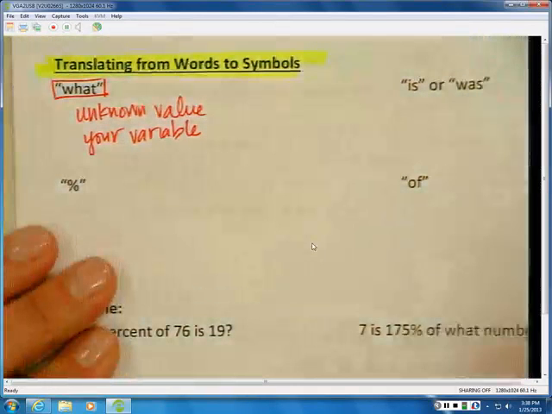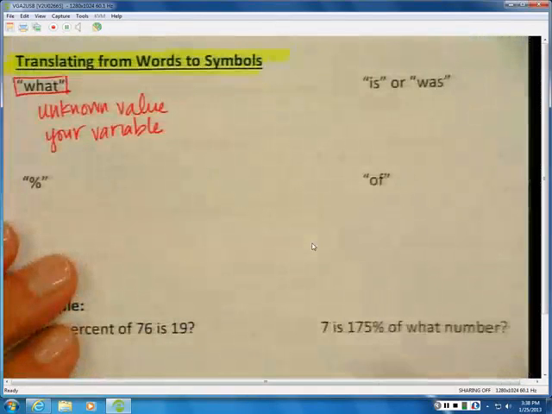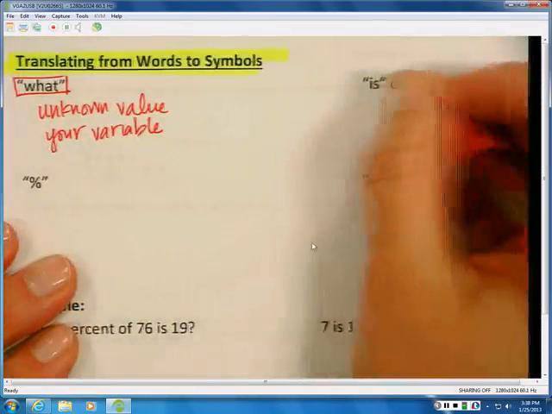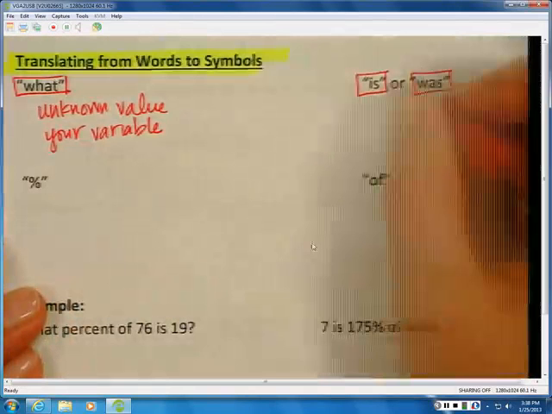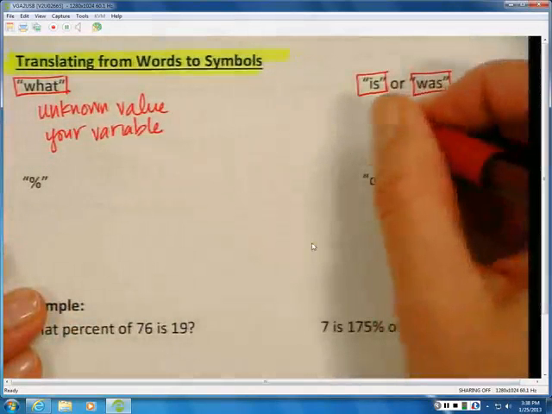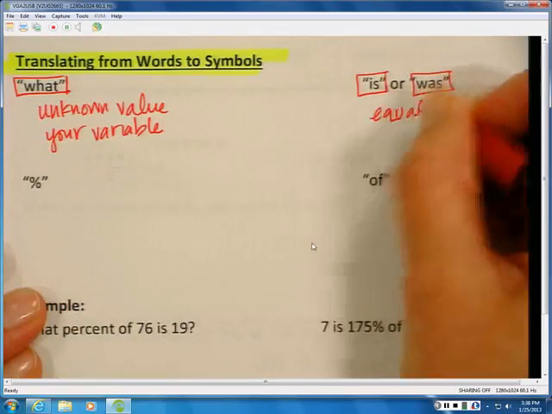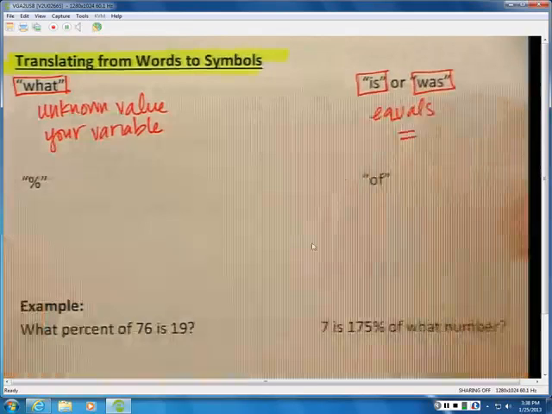Is or was. This is your indication that we're setting up an equation. Is or was means equals, and that is your clue to use the equal sign.